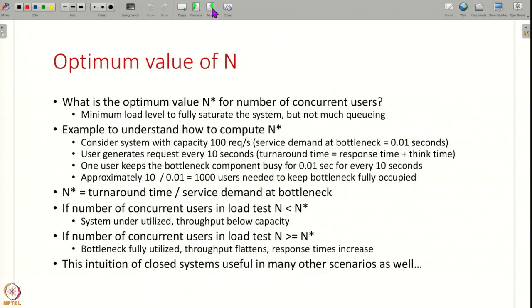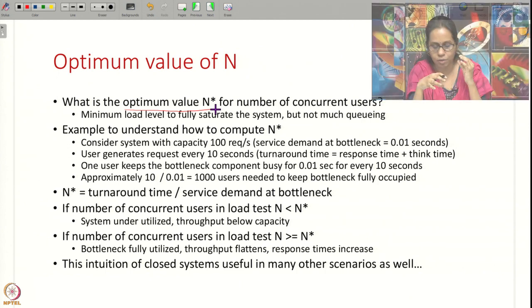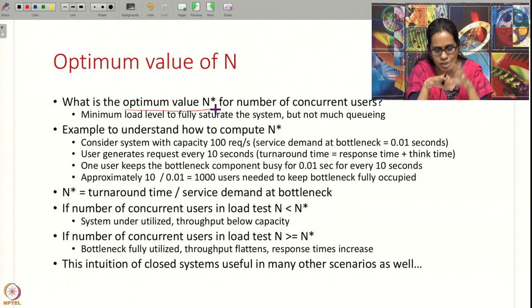So the question then comes up, what is the optimum number? Is there an n star, an optimum number of concurrent users which is just enough to load the system, to let it reach maximum throughput, but without too much queuing, just enough users to fully load the system?